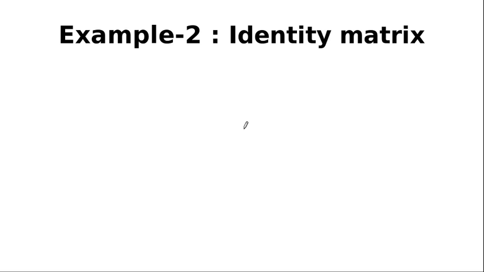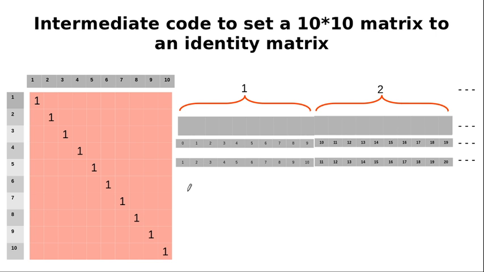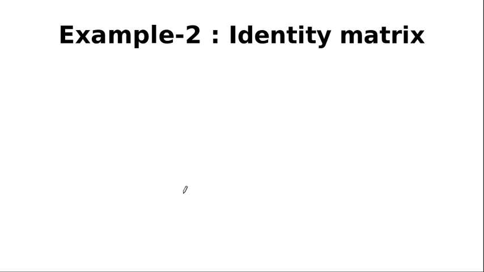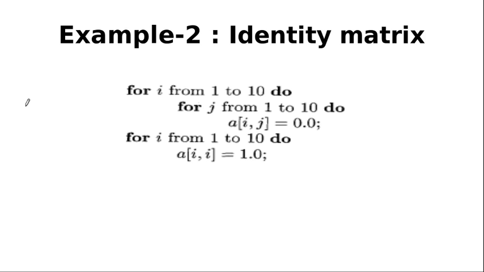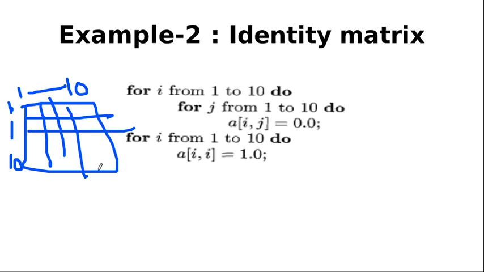Okay, so example 2 is the identity matrix. The main intention is, we have a 10 by 10 matrix, 1 to 10, 1 to 10, nothing but 10 rows are there, and under each and every row 10 columns are there. Initially each and every element is initialized with 0.0. After that all diagonals, A of I, I, nothing but all diagonals are set as 1.0.